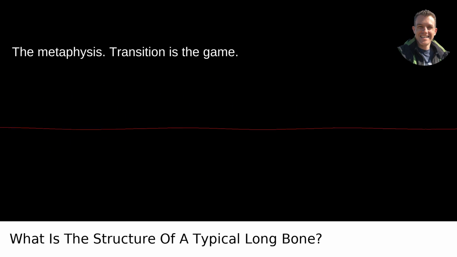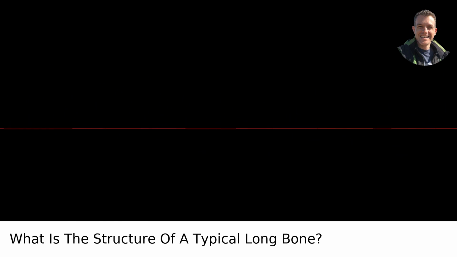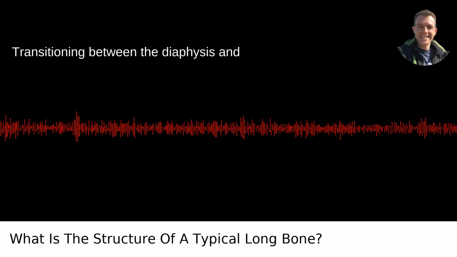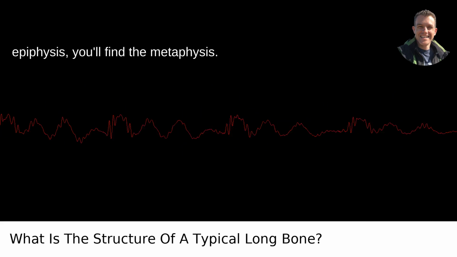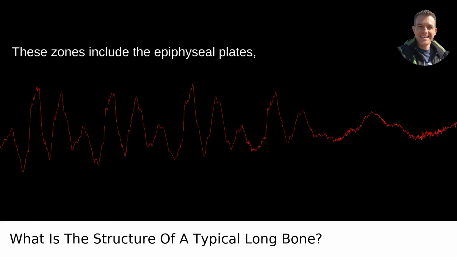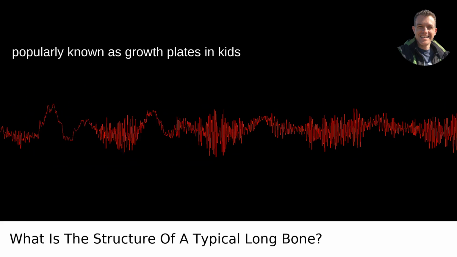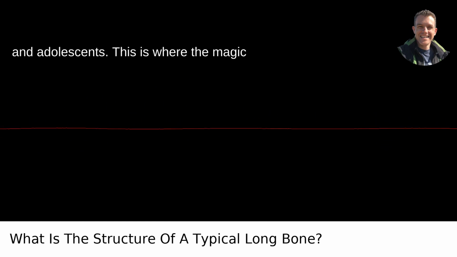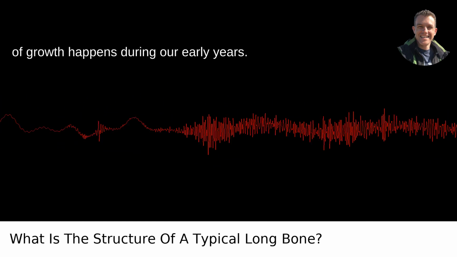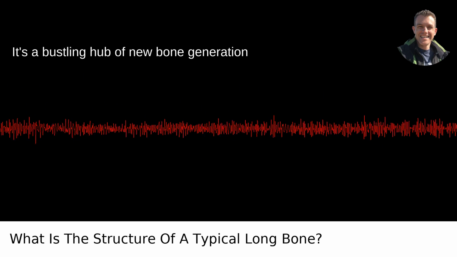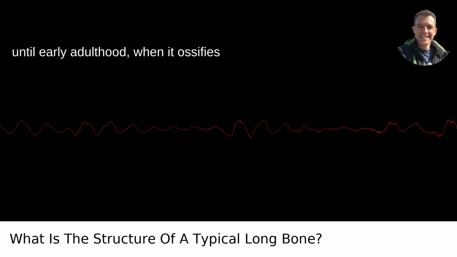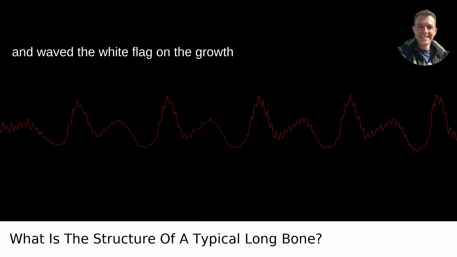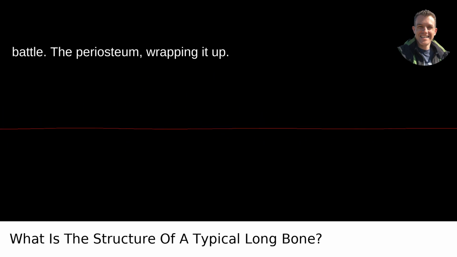The metaphysis, transition is the game. Transitioning between the diaphysis and epiphyses, you'll find the metaphyses. These zones include the epiphyseal plates, popularly known as growth plates in kids and adolescents. This is where the magic of growth happens during our early years. It's a bustling hub of new bone generation until early adulthood, when it ossifies and waves the white flag on the growth battle.